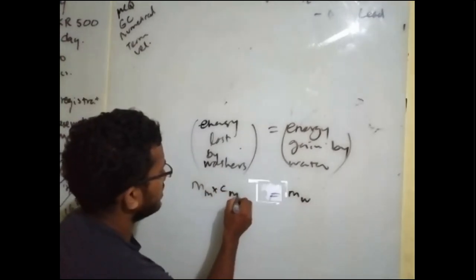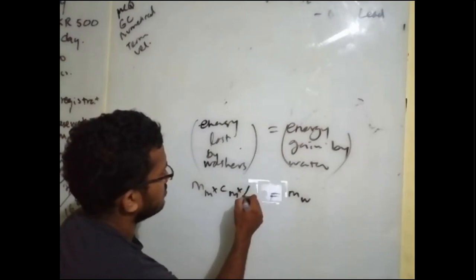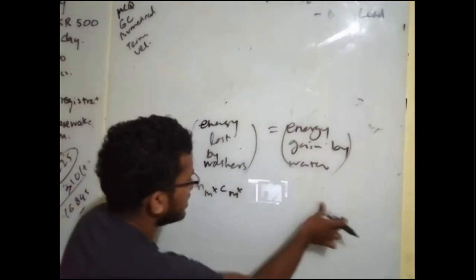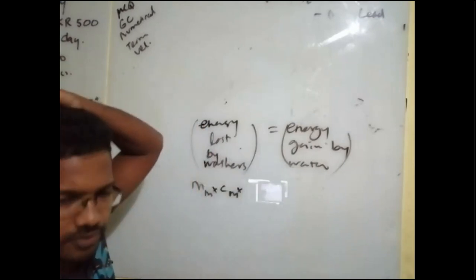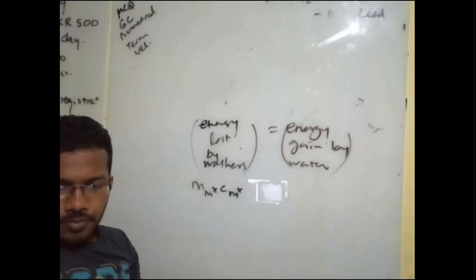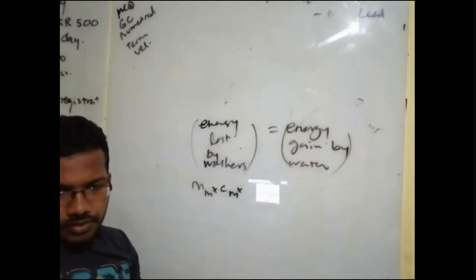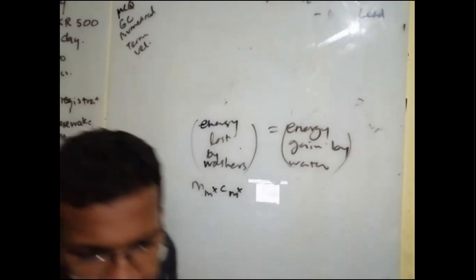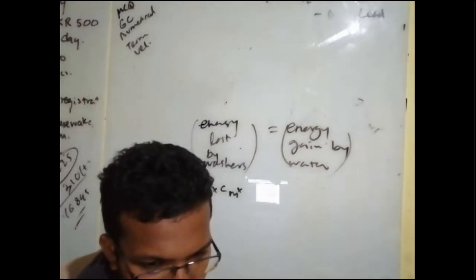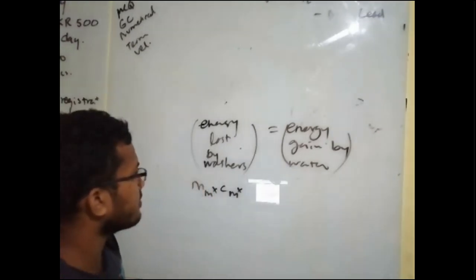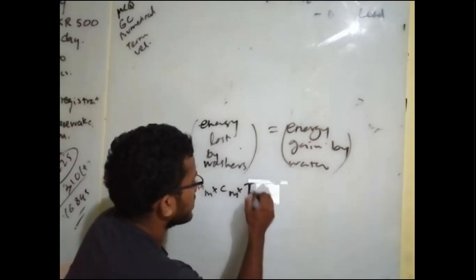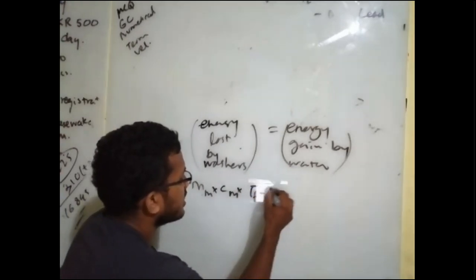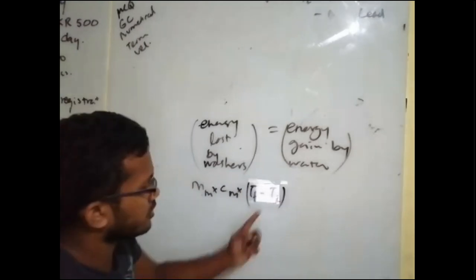Times C of the metal times the temperature change. To calculate the temperature change of the washers, you need the initial temperature of the washers, which is already known because it's said in the question: the washers can be heated to a known temperature and plunged into a container of water. So that is already given. We call it T1. So we have the final temperature of the mixture minus the initial temperature of the washer.